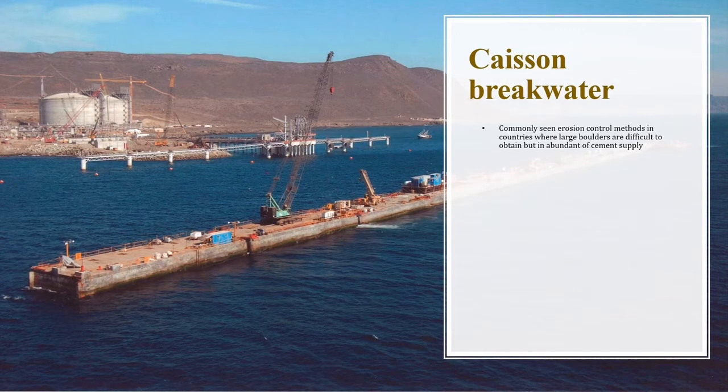Caisson breakwater is another commonly seen erosion control method in countries such as Japan and Korea, where large boulders are difficult to obtain but cement supply is abundant. A caisson breakwater is a form of vertical breakwater with infills to resist overturning from the wave force acting on the structure. However, the structure is expensive for shallow water, hence commonly seen in deep water.